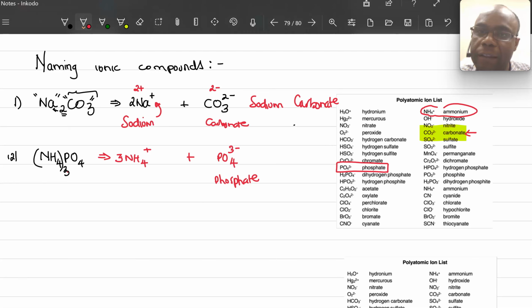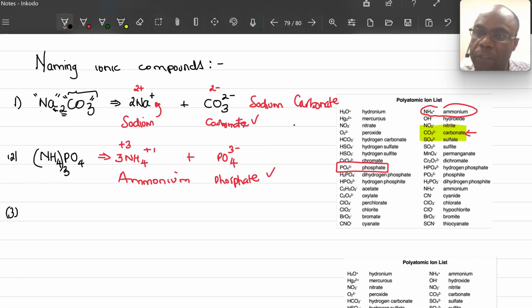Again, you can see 3 times 1 is 3+, and then this is 3-. They all cancel out to give you 0. That's the rule for ionic compounds. They have an overall charge of 0. So I know that the name of the first part is ammonium. The second part is phosphate. So this is ammonium phosphate.